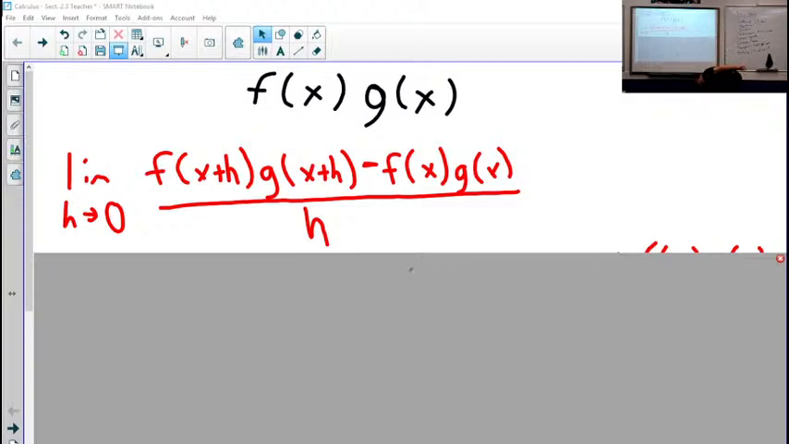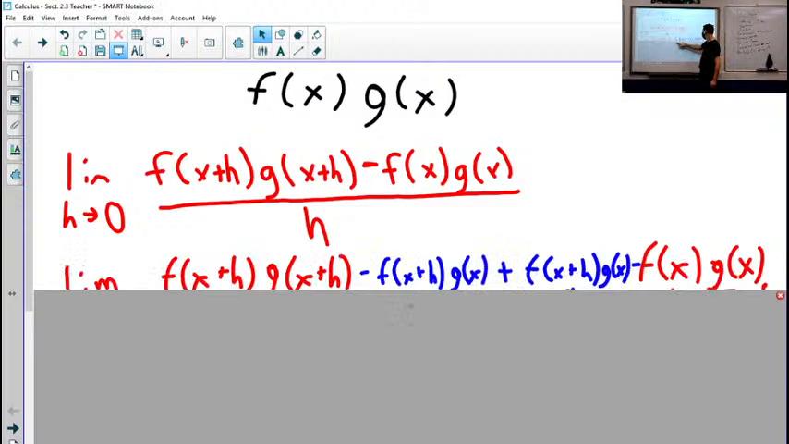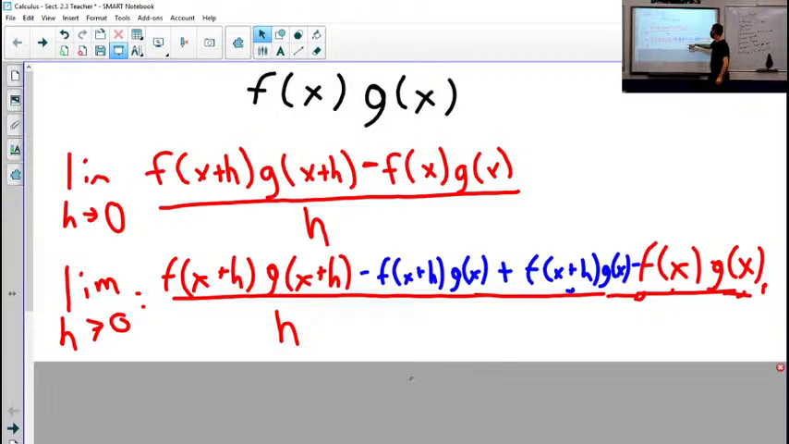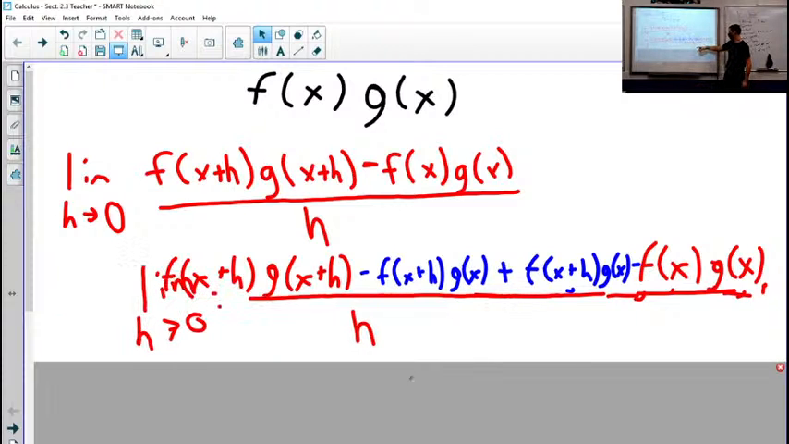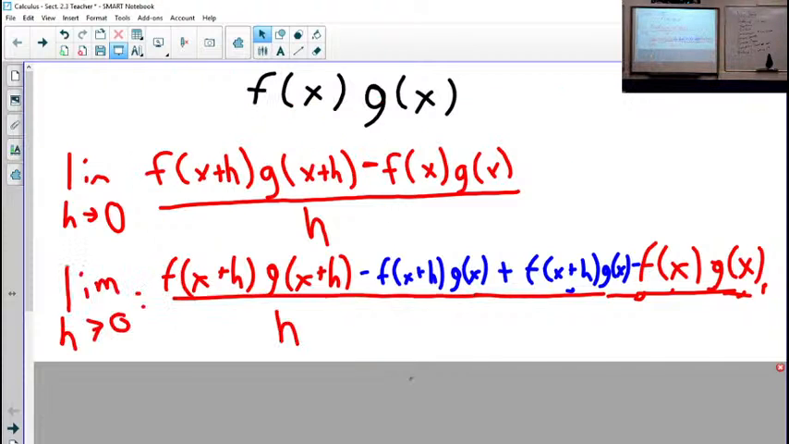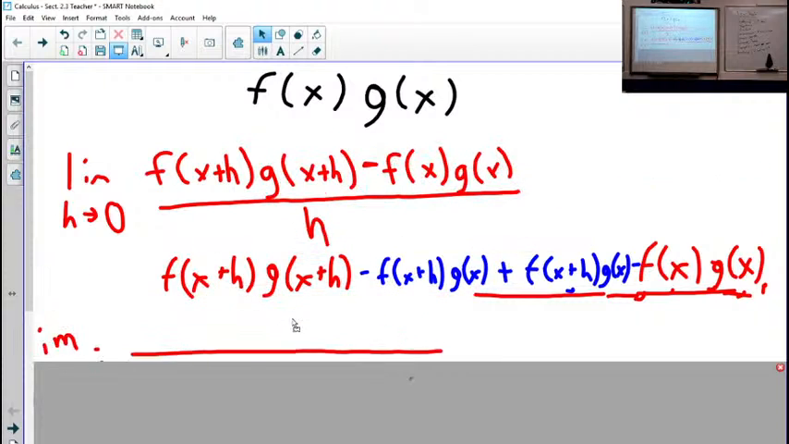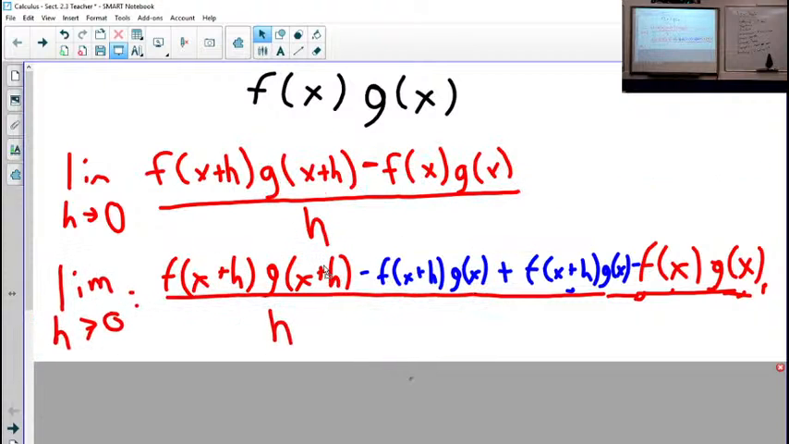Oh. Here's what I'm going to add and subtract. You'll see in a second. What is it doing? Why is it? There we go.